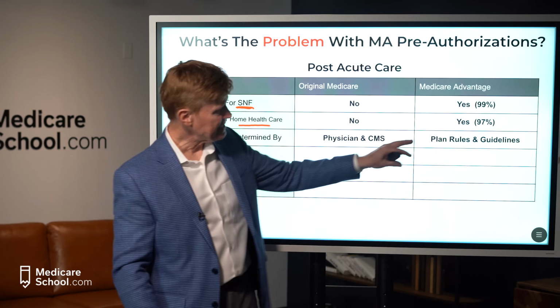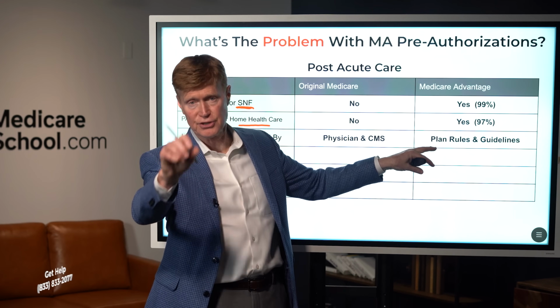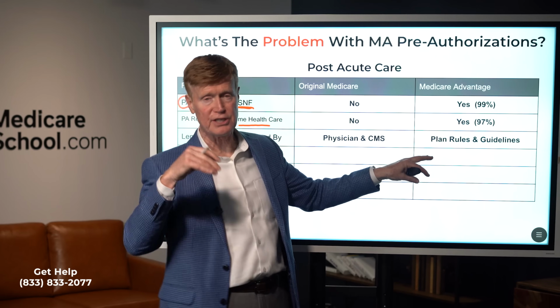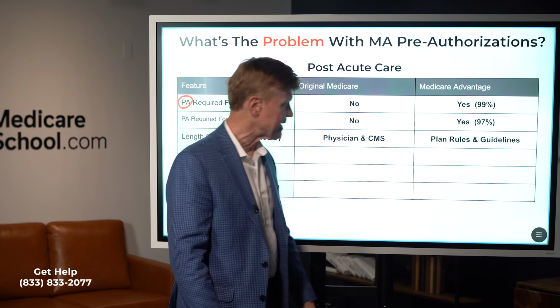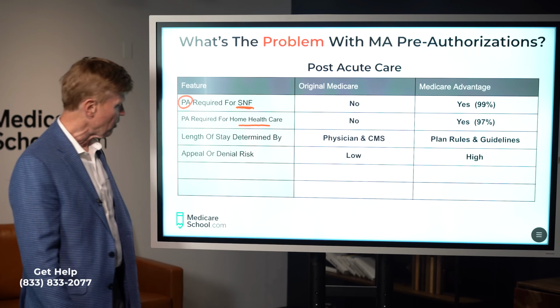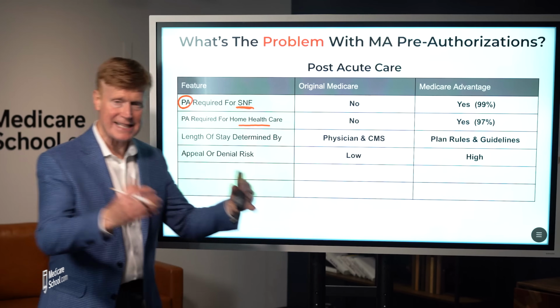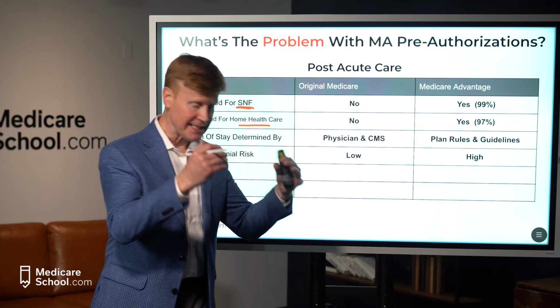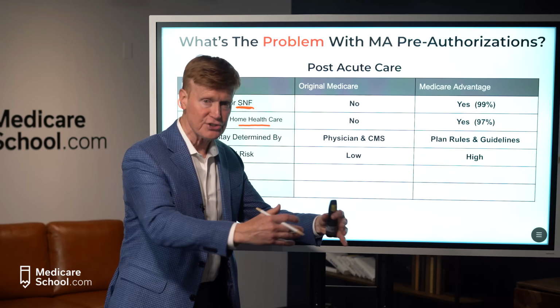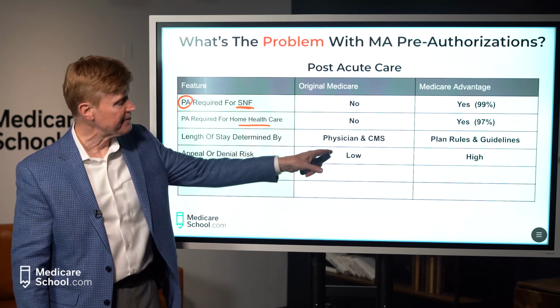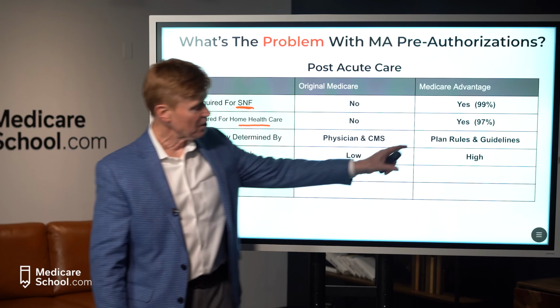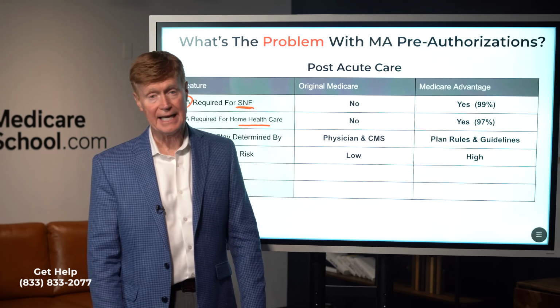But over here, now we have the insurance companies, their rules and their guidelines, which oftentimes are above and beyond the original Medicare guidelines. Okay, number 4, the appeal or denial risk. In other words, the risk of getting that denied or the risk of having to get a denial and go through that process of appealing. Notice, very, very low in original Medicare, quite high when it comes to Advantage plans.